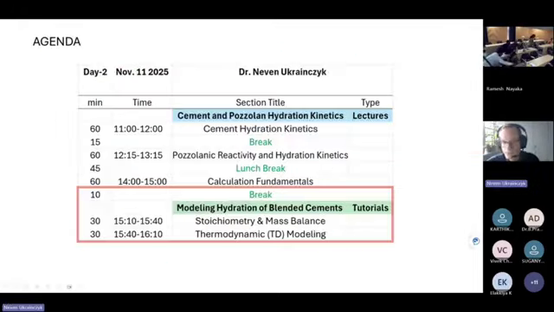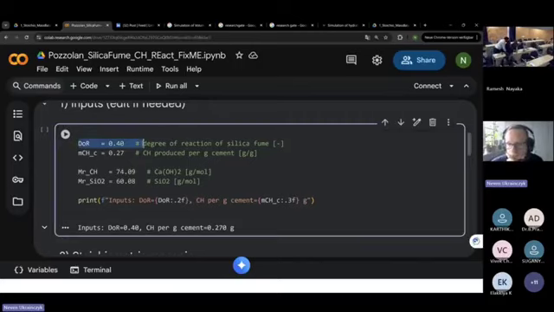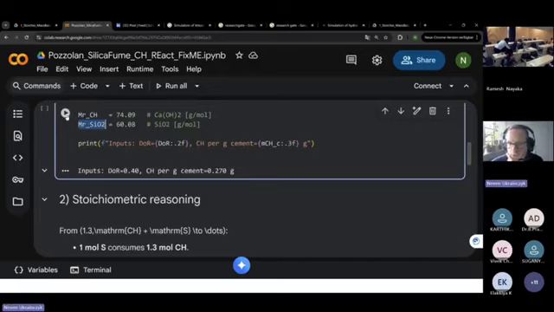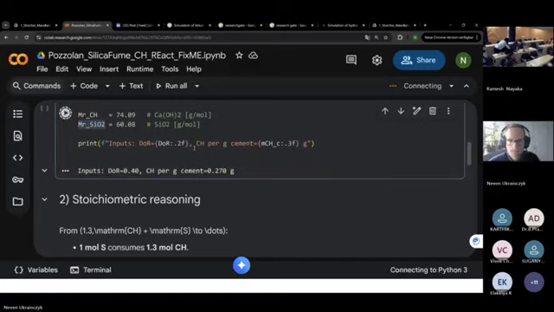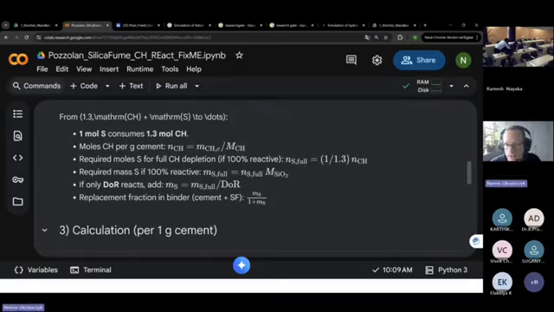So if you go back to our Python code, let's see how you can calculate this. We just defined the degree of reaction of silica fume, the mass of produced portlandite, 0.27 gram per gram of cement, molar mass of portlandite, molar mass of silica fume. So those are the inputs. You can run this, and then these are the equations I just derived by hand.